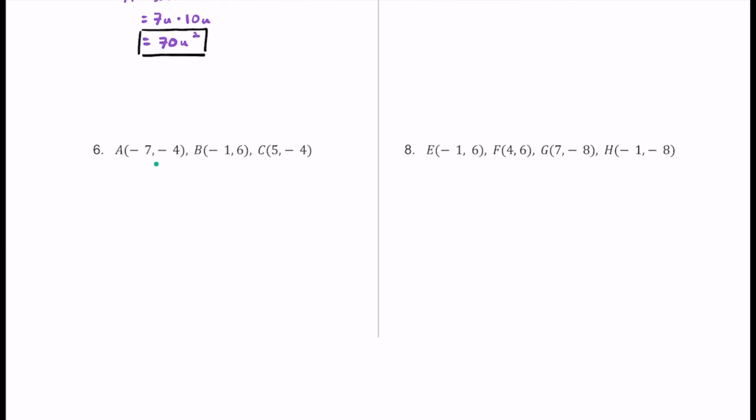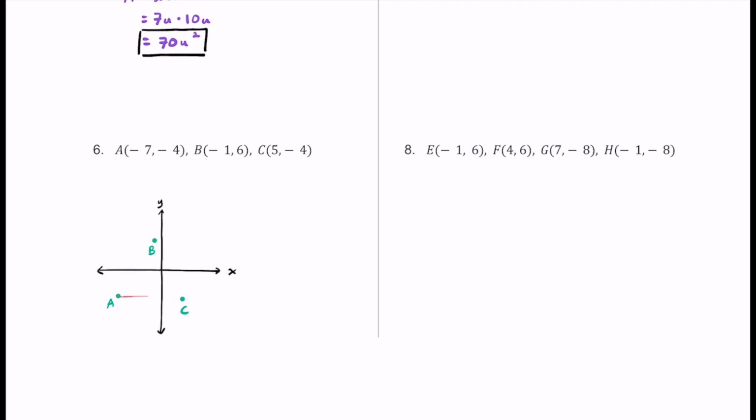So we have 3 points, so 1, 2, and 3. We'll call this first one point A, then point B, and then point C. Plotting this on a coordinate plane, point A is going to move 7 units to the left, and then 4 units down, maybe somewhere like over here. For point B, let's go 1 to the left, but then go 6 units up, maybe somewhere right around here. And then for point C, let's go ahead and move 5 units to the right, and then let's go ahead and move 4 units down, so something like this.